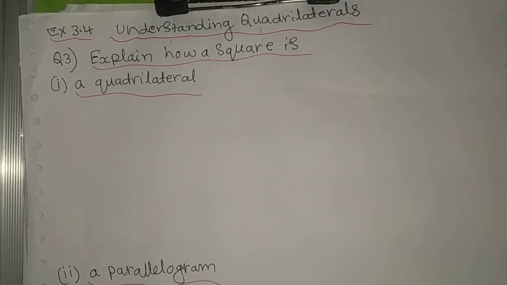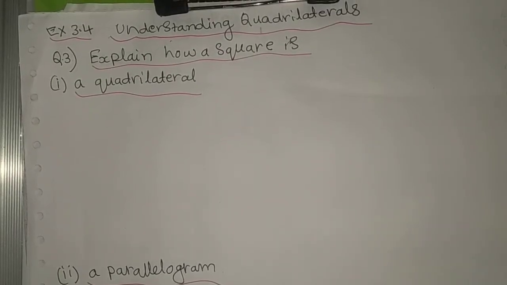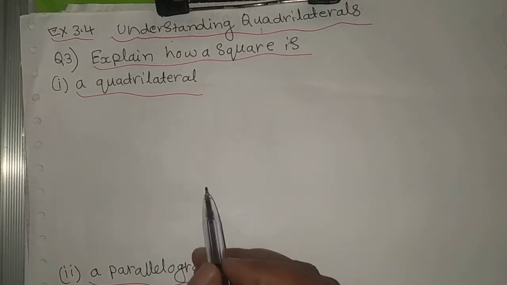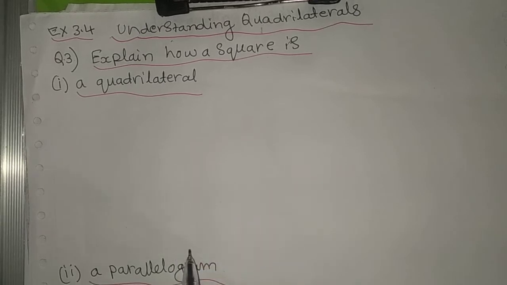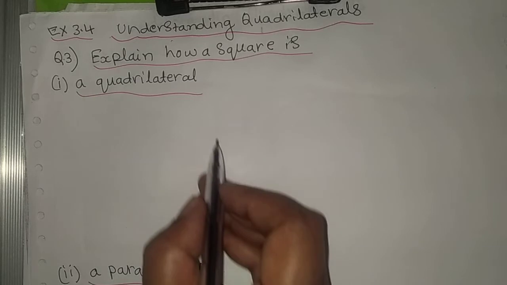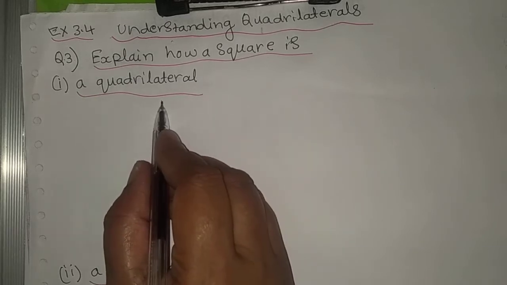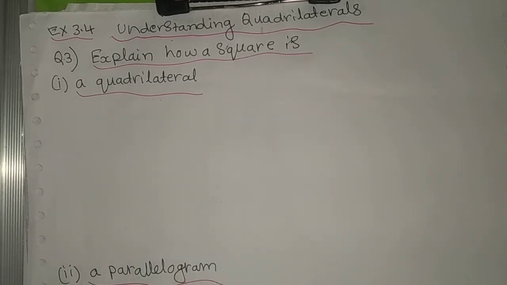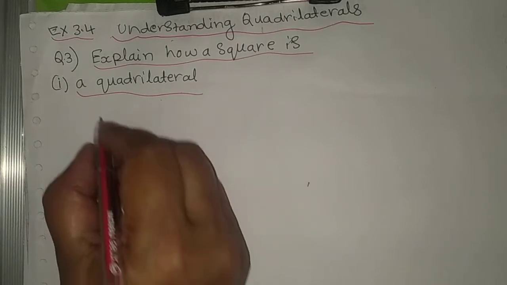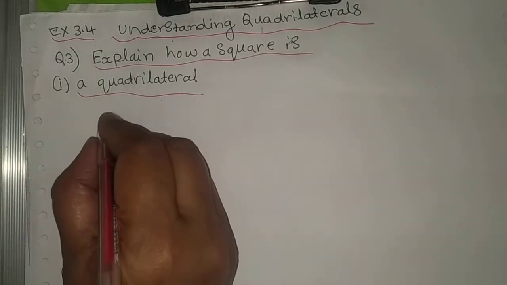Third question is, explain how square is a quadrilateral. We have to explain how the square is. Options are given as, first one quadrilateral, second one a parallelogram, third one a rhombus, and fourth one a rectangle. So first option we see a quadrilateral is given. Explain square as quadrilateral. So for this, a square, we'll write some points.